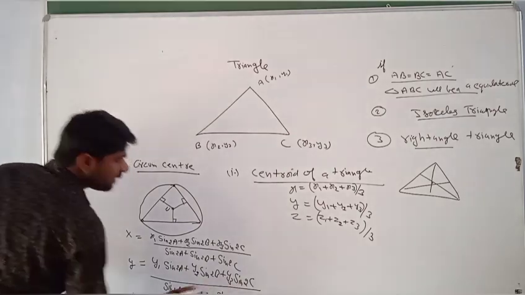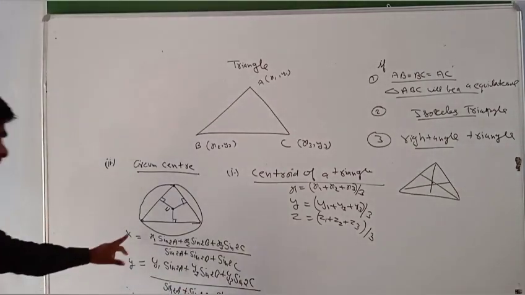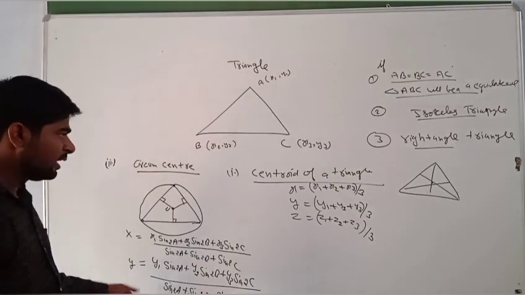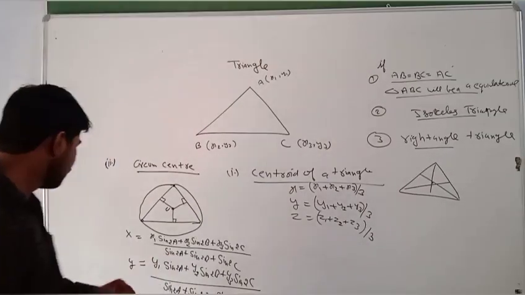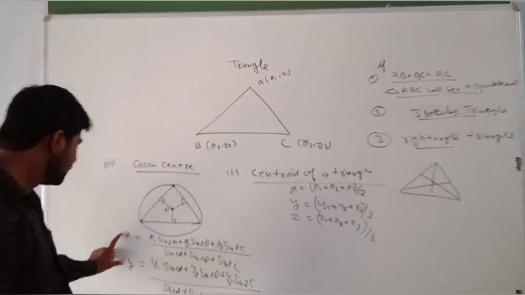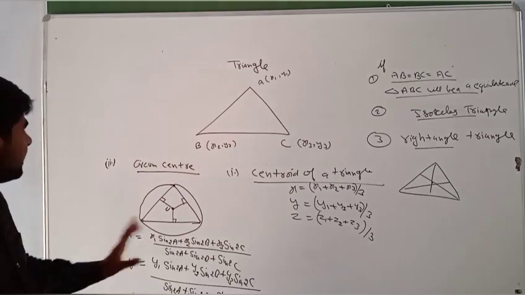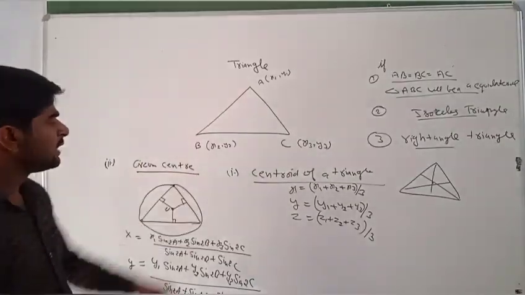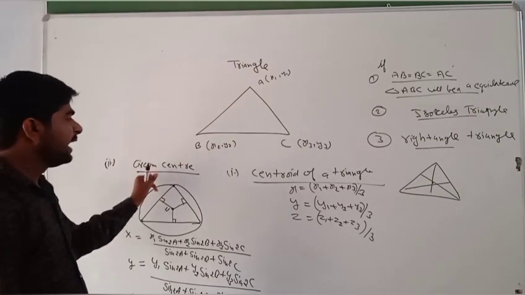As we are discussing 2D, there will not be a z coordinate. I wrongly marked it, but now we are discussing only 2D, so only x and y coordinates will be there. After centroid and circumcenter, the third thing is the incenter.